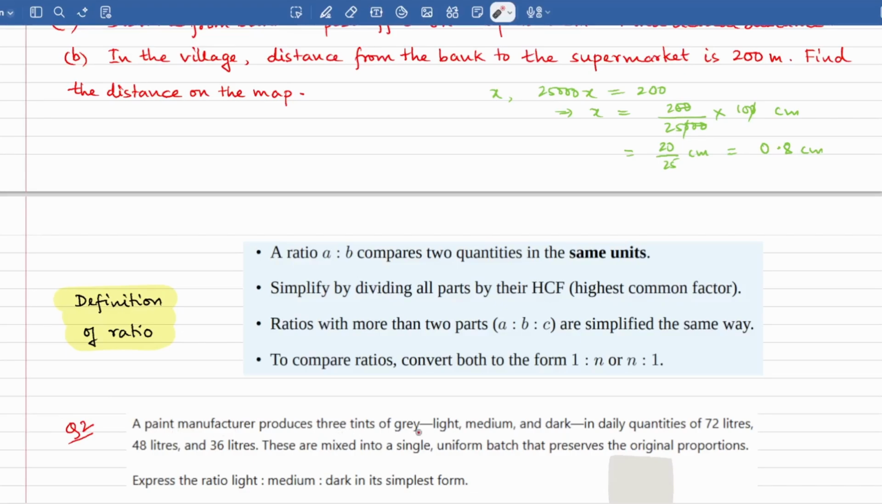A paint manufacturer produces 3 tints of grey, light, medium and dark in daily quantities of 72 liters, 48 liters and 36 liters. These are mixed into a single uniform batch that preserves the original proportions. Express the ratio light is to medium is to dark in its simplest form. This is a basic problem. Although there is a lot of story and cinematics behind it, you just have to simplify the ratio to its lowest terms. Do it. Shouldn't take more than like 15 seconds.